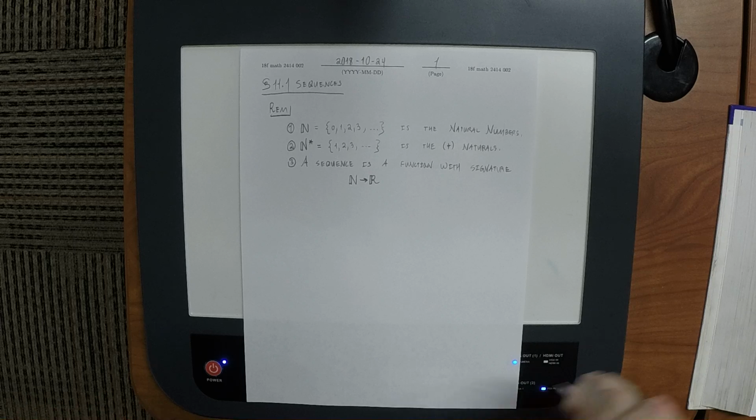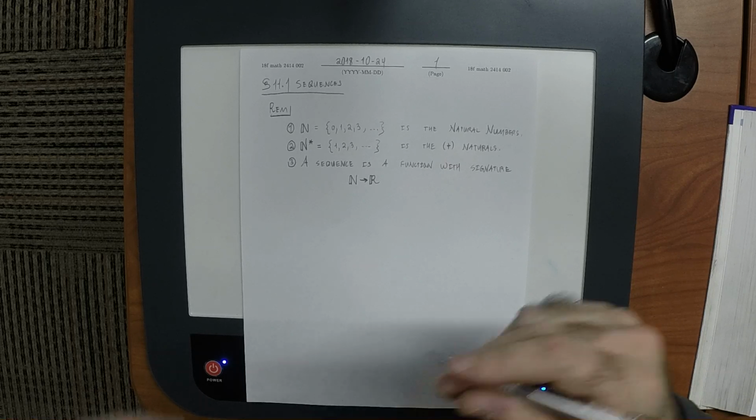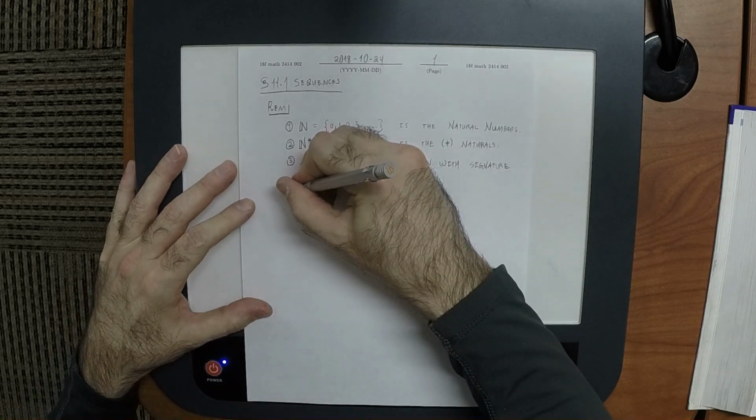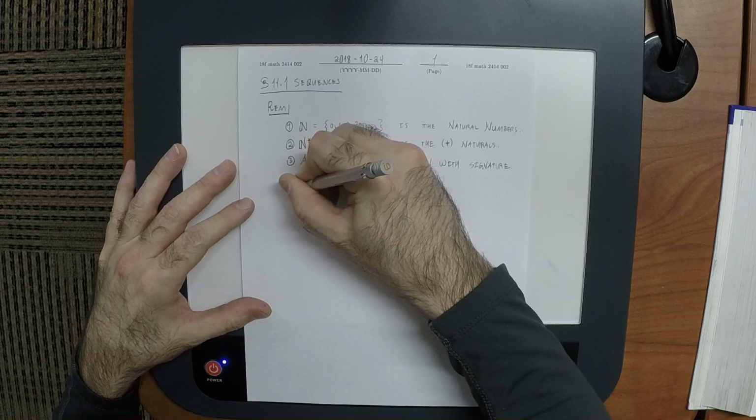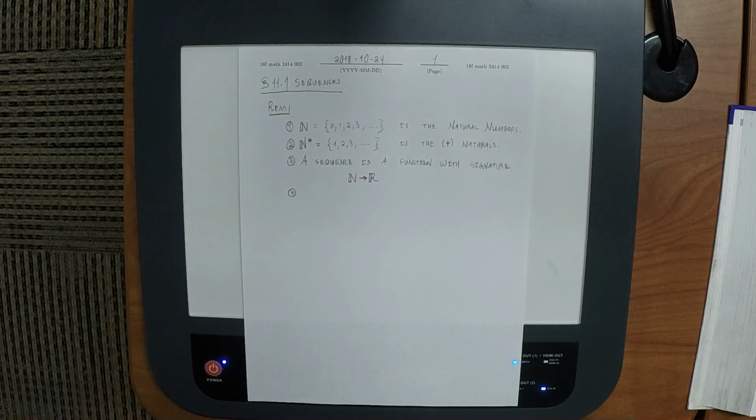But a sequence is a function where you're not permitted to plug in any real whatsoever. Rather, you're only permitted to plug in the naturals. So you can plug in 5, but not 5.1. That kind of thing. A few vocabulary words that we need to be familiar with.